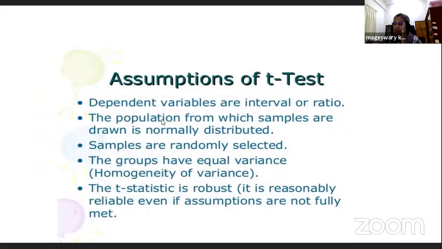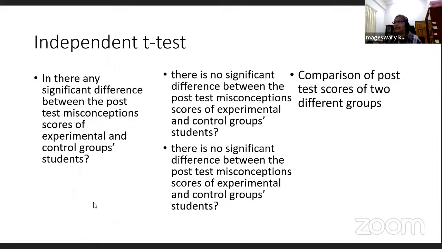Okay, right. Now let me go back to the assumption. So make sure before you conduct your t-test, all the assumptions are met. Right. So once you meet the assumptions, you need to check whether your research question and your research hypothesis all tally. Okay, so I just want to go through the research question and hypothesis for the independent t-test. Is there any significant difference between the post-test misconception score of the experimental and control group?